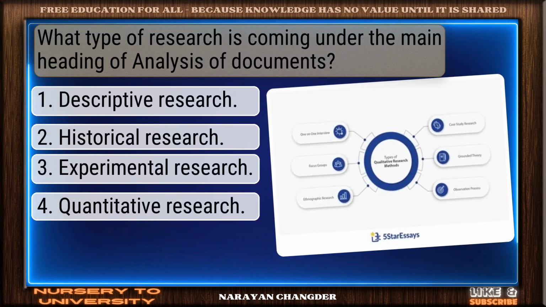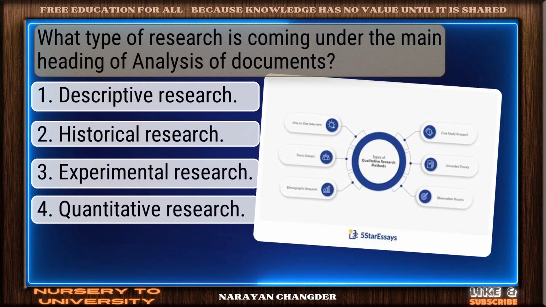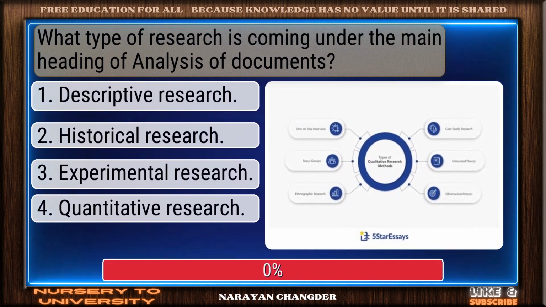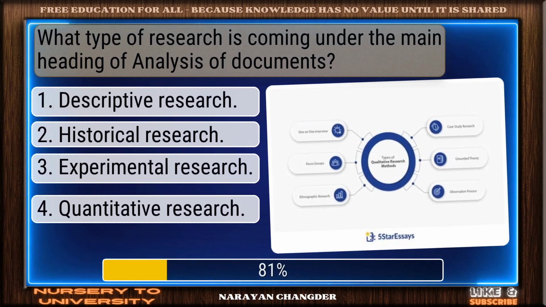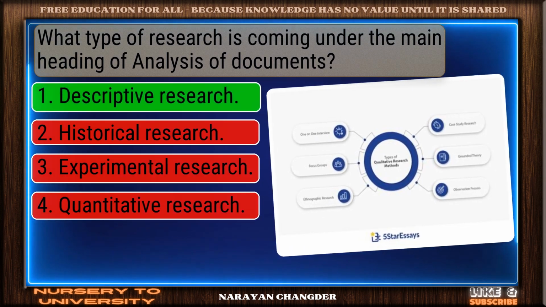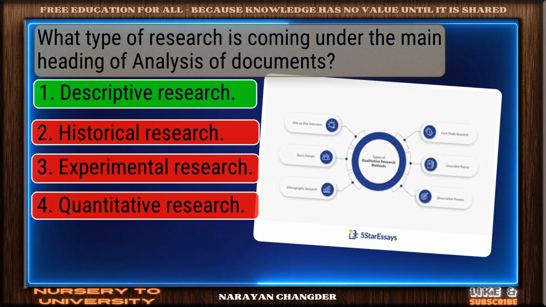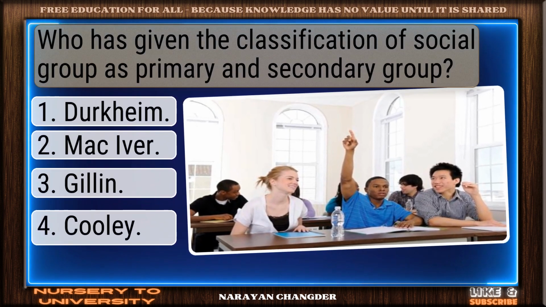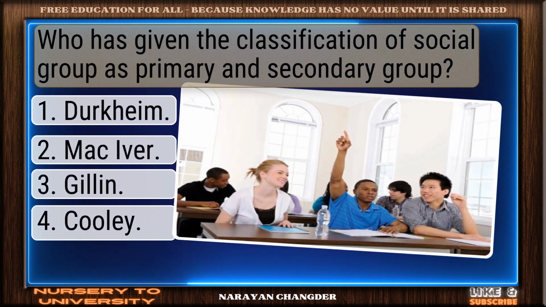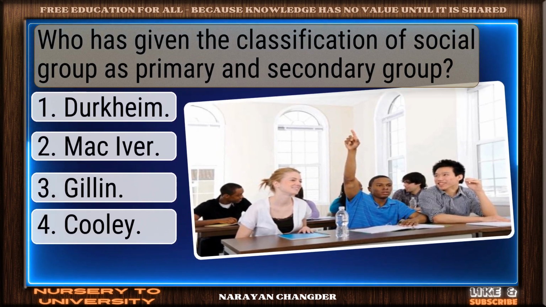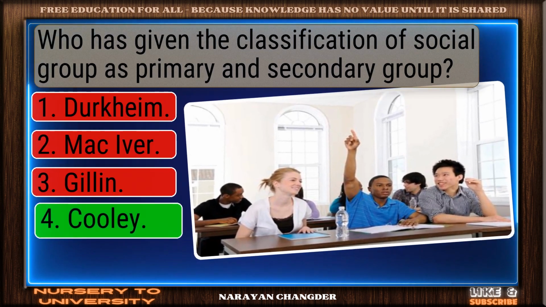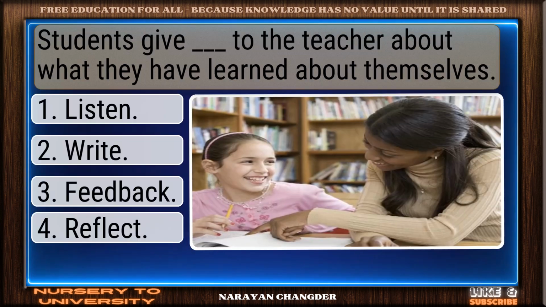What type of research is coming under the main heading of analysis of documents? Excellent choice. Descriptive research is the right answer. Who has given the classification of social group as primary and secondary group? You got it. Your choice Cooley is right.